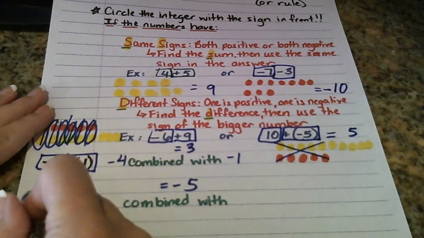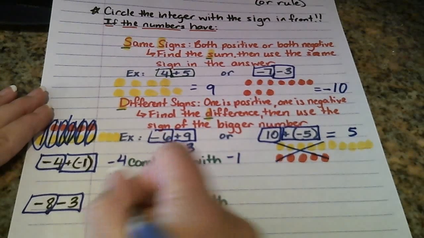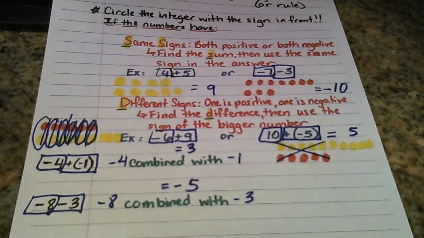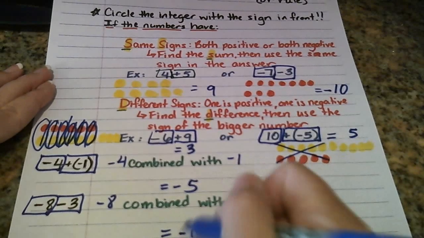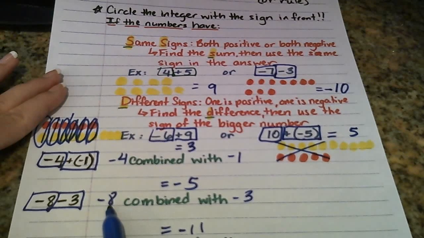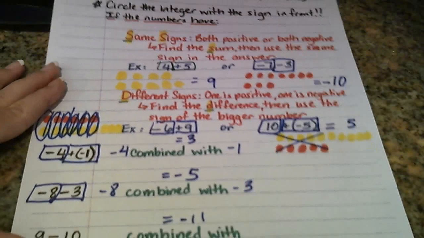The next expression, boxing out the number with the sign in front of it, I've got 8 negatives combined with 3 negatives. So negative 8 combined with negative 3. You're going to ask yourself the question, do they have same signs or do they have different signs? Well, they're both negative, so they both have the same sign out in front. If you've got the same sign, you'll take the sum of the two numbers. Sum of 8 and 3 is 11, and then we use the same sign in your answer, negative, which means you're combining 8 red chips with 3 more red chips. So altogether, you're going to have 11 red chips.